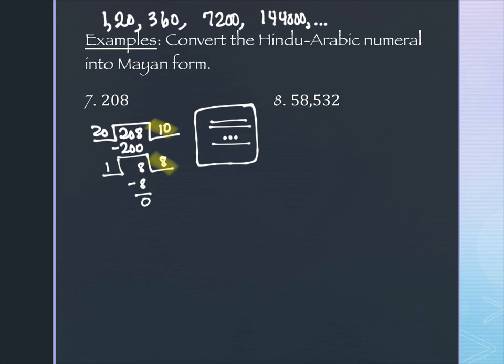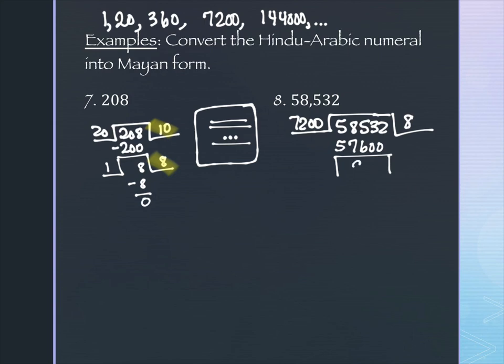All right, the next one's the most interesting. Well, we've seen other interesting ones today too. What's the biggest number that will divide 58,532? 7,200. How many times will 7,200 go into 58,532? 8. Okay, what is 8 times 7,200? 57,600. And if I subtract, what do I get? 932.